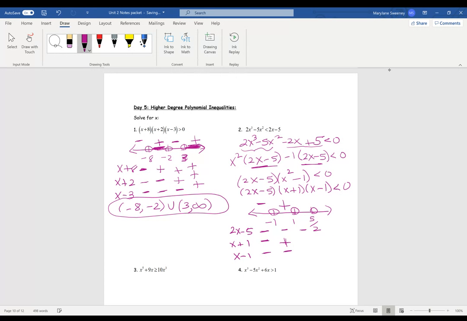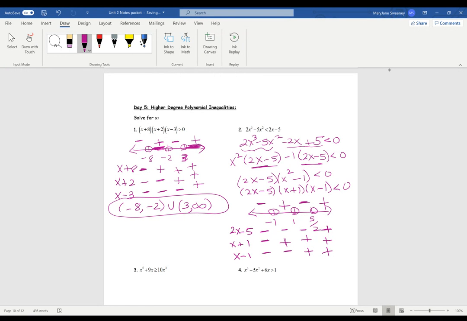This would be negative. 2 in 2x plus 1 would be positive. 2 in x minus 1, plugging it in for x, would be positive. So overall, that's a negative. And then to the right of 5 halves, I'd pick 3, which 2 times 3 is 6. 6 minus 5 is positive. 3 in there, positive. 3 in here, positive. Overall, positive.